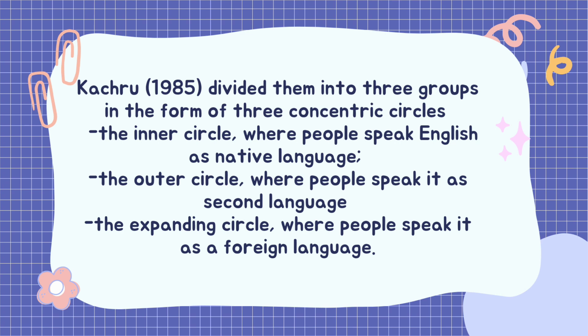Castro in 1985 divided them into three groups in the form of three concentric circles. The inner circle, where people speak English as a native language. The outer circle, where people speak it as a second language. And the expanding circle, where people speak it as a foreign language.